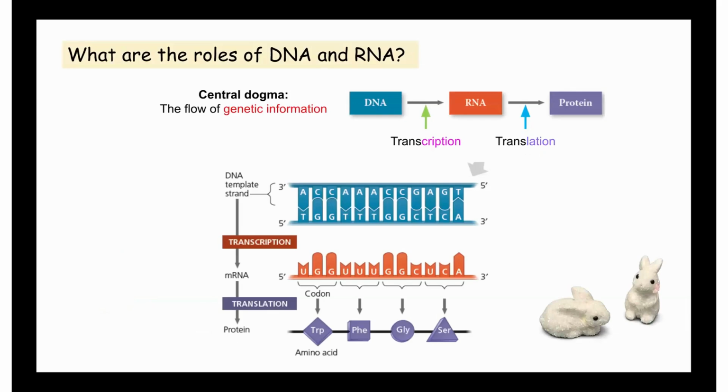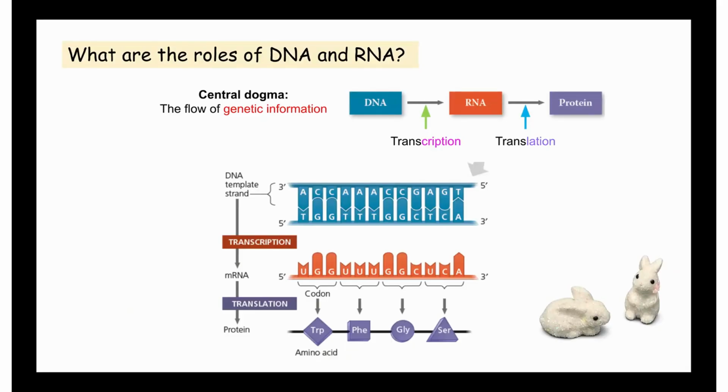What are the roles of DNA and RNA? According to the central dogma, genetic information flows in a strictly one-way direction. First, a temporary working copy called RNA is made from DNA, which is the master blueprint safely stored inside the cell nucleus. This process is called transcription.